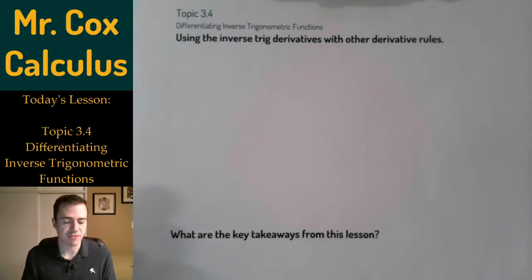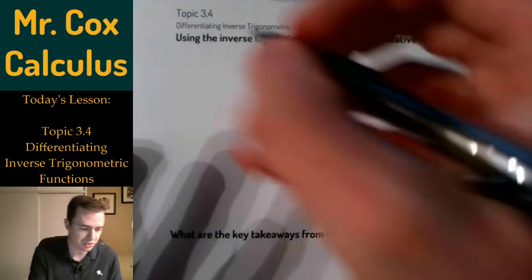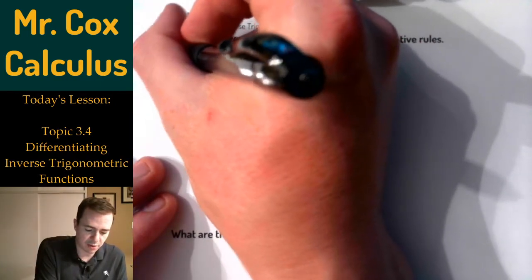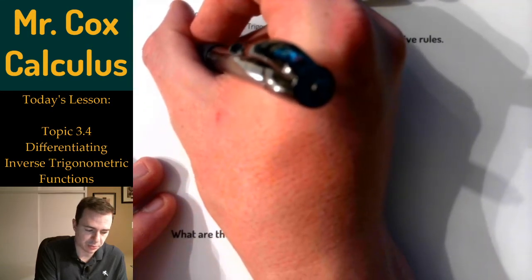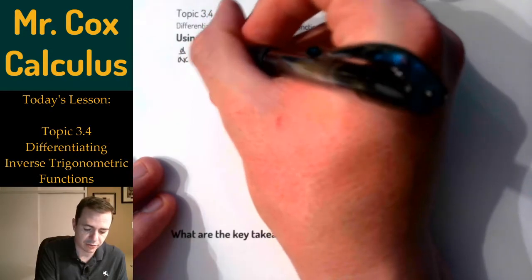Let's take a look at how we find the derivatives of these inverse trig functions and also how they work with our other differentiation rules that we now know. So let's start off, we're going to work 4 examples here. Let's take the derivative of the inverse sine of 2x.